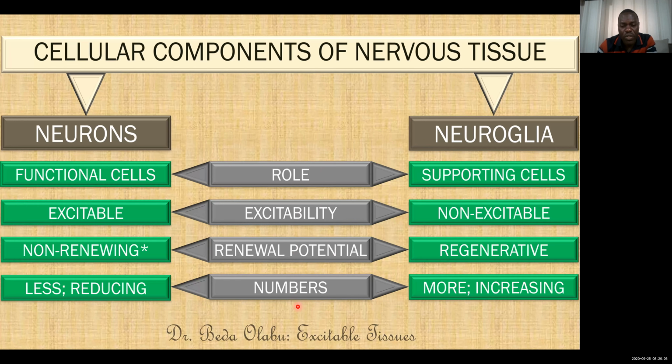At birth, for every one neuron, you have about 10 neuroglial cells. And in adulthood, for every one neuron, you have about 50 neuroglial cells. The concept here is that neurons are fewer than neuroglial cells. The neuroglial cells outnumber the neurons. These are the major differences between neurons and neuroglial cells.